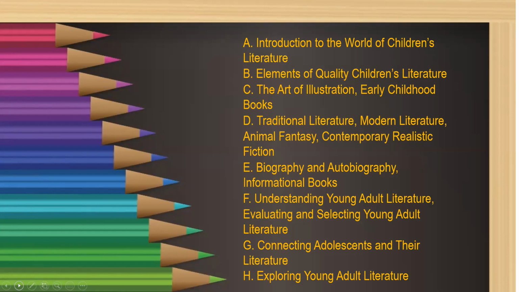Third, the art of illustration and the early childhood books. The fourth part of our discussion today will be traditional and modern literature. We also have the animal fantasy and contemporary realistic fiction.